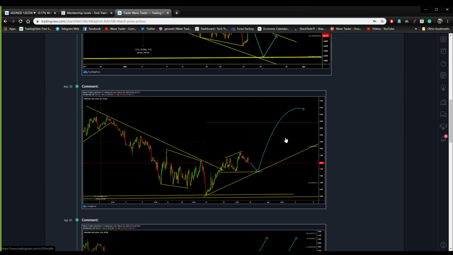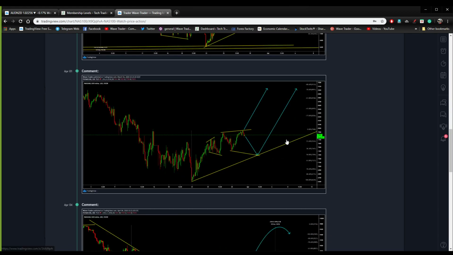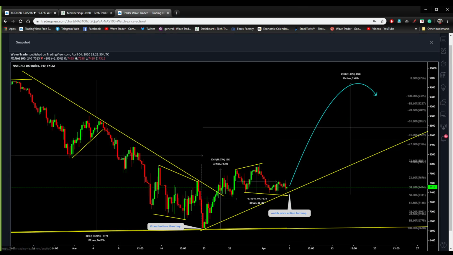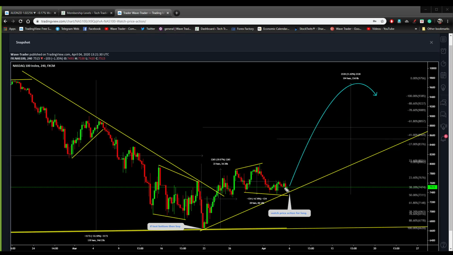I will show you that chart on the S&P 500 just for your understanding. So let's see if price is going to break down for another move, another corrective move like that, slightly pushing lower like this.